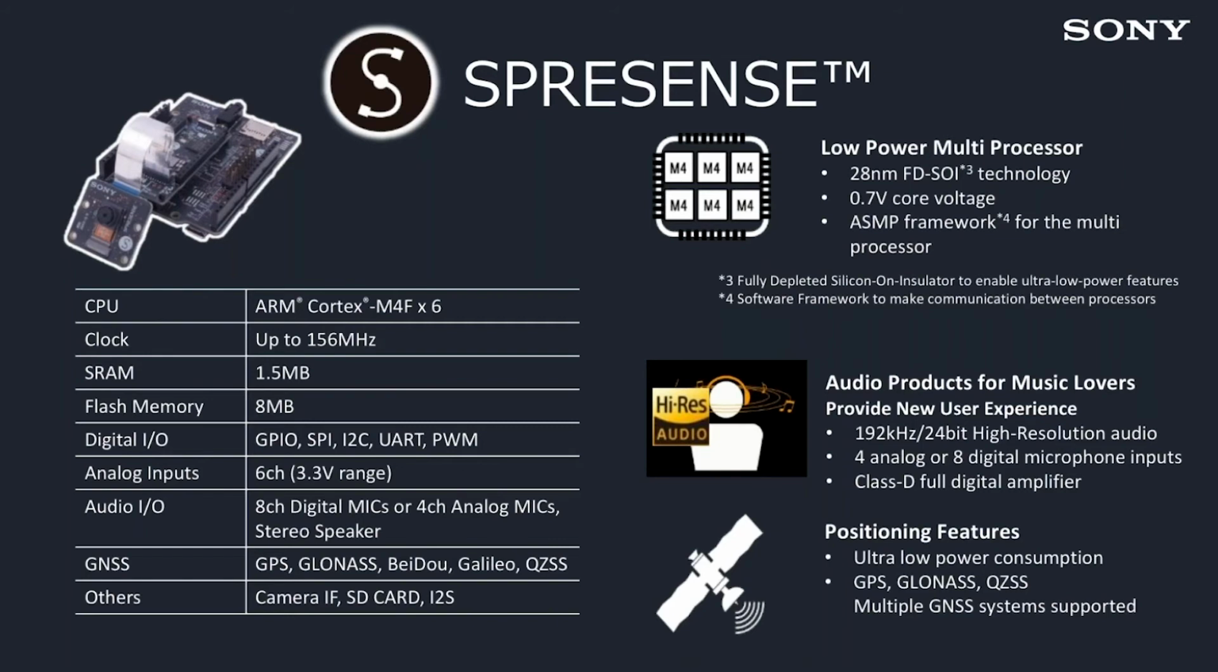And of course, we have high resolution audio. For audio, we have 8 channels for digital mic, 4 channels for analog mics, and we have stereo speakers. As far as GNSS, as I mentioned, we have GPS in the US, GLONASS in Russia, BeiDou in China, Galileo in Europe, and QZSS in Japan.